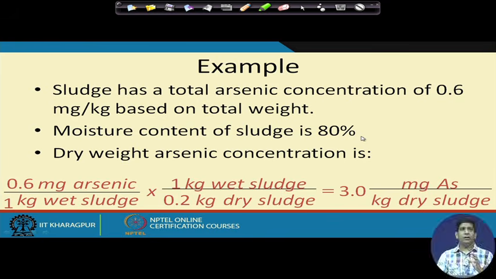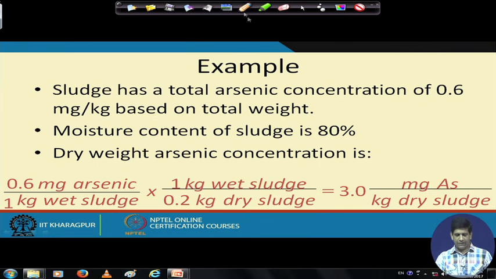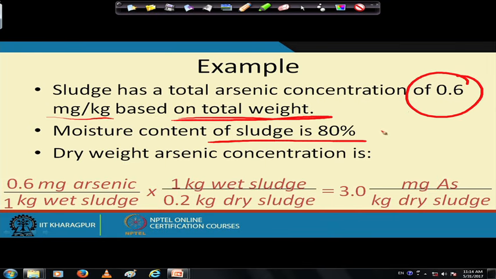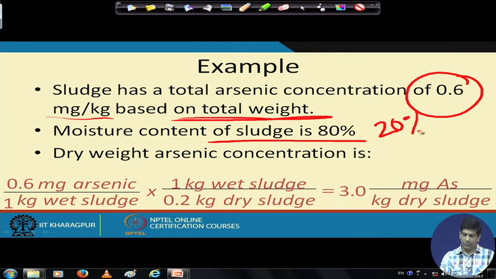Say, for example, we have a sludge with an arsenic concentration of 0.6 milligram per kilogram based on total weight. Total weight means it's not the dry weight, it's the wet weight. And the moisture content of the sludge is 80%. Sludge typically has a lot of moisture, so for material like sludge, we often report solids content instead. Solids content is 100 minus moisture content, so in this case the solids content will be 20%.